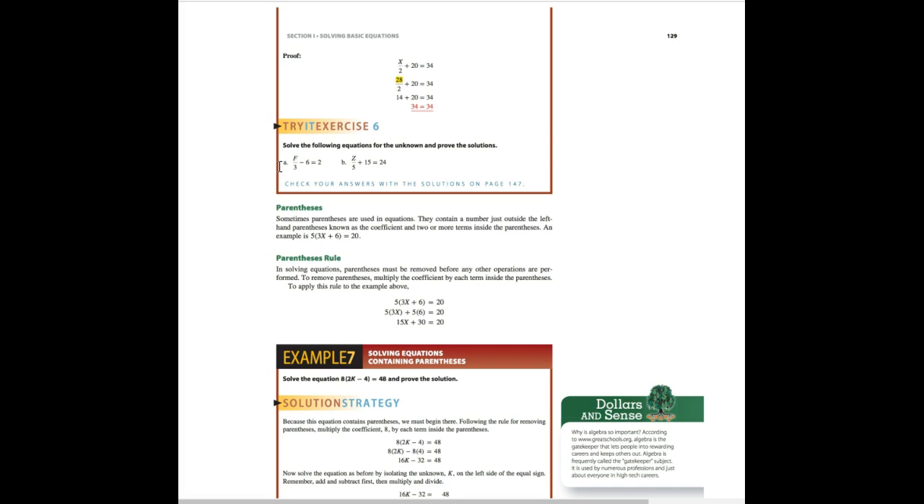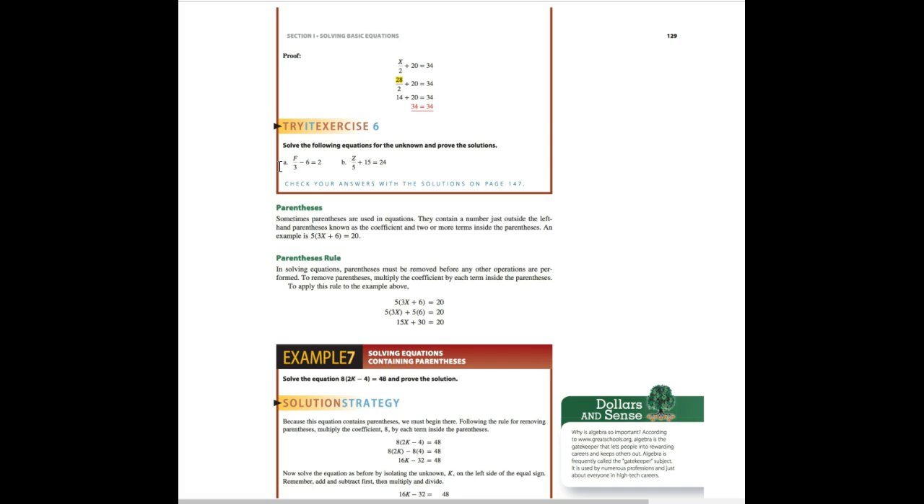So parentheses are used in equations, and they can mean different things. An example that they've given here is 5 parentheses, 3 times x plus 6, close parentheses, equals 20. When we're solving equations, parentheses need to be removed before we can do any other operations. To remove the parentheses, we have to multiply the coefficient by each term inside the parentheses. Some of you may remember this as distribution. So we have to distribute the 5 to each of the terms inside the parentheses.